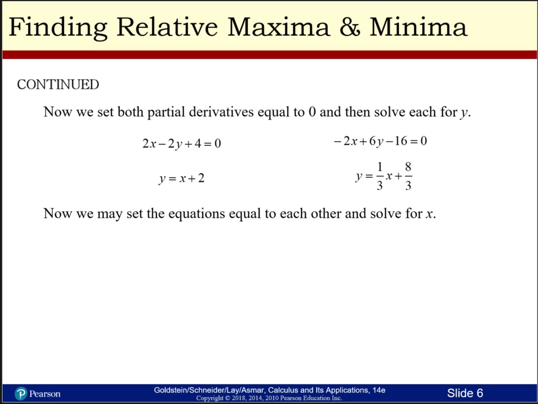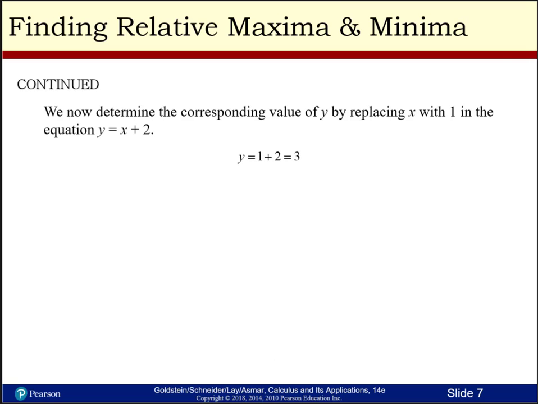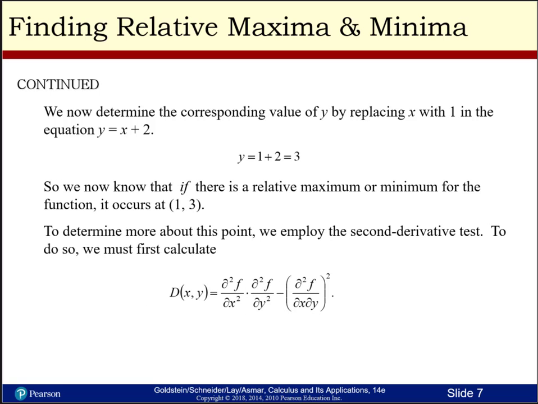Now, we may set the equations equal to each other and solve for x. So set those two equations equal to each other, then solve for x, and we're going to end up with x equals 1. Now, we need to determine the corresponding value of y by replacing x with 1 in whichever equation we want. We're just going to use the easy one, y equals x plus 2. Therefore, y is 3.